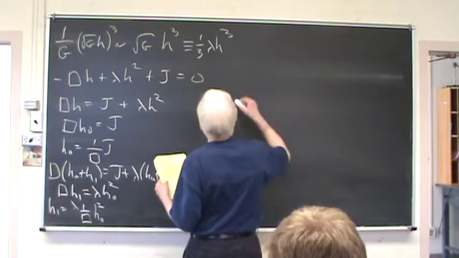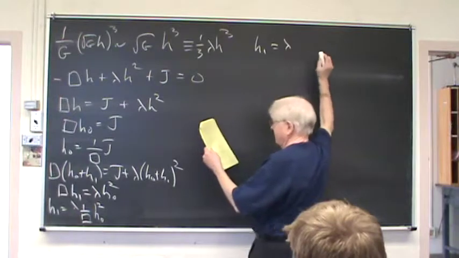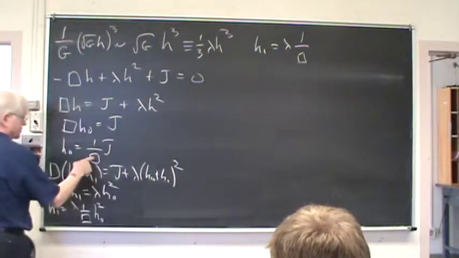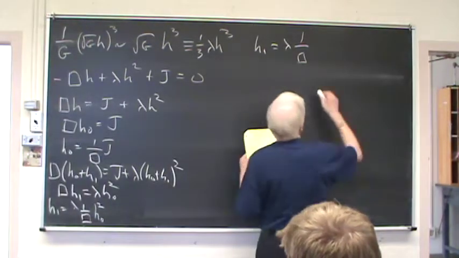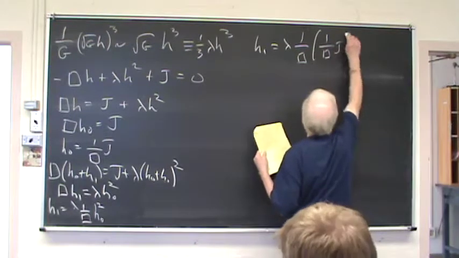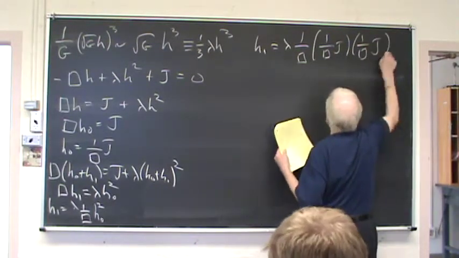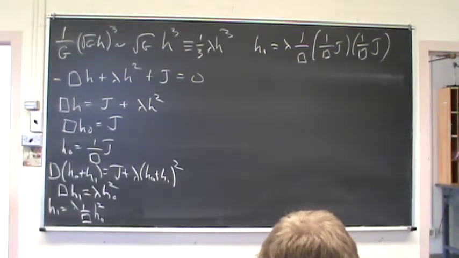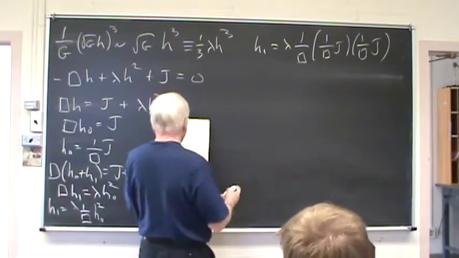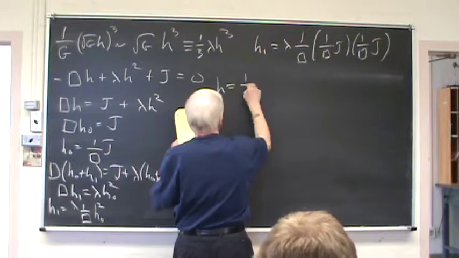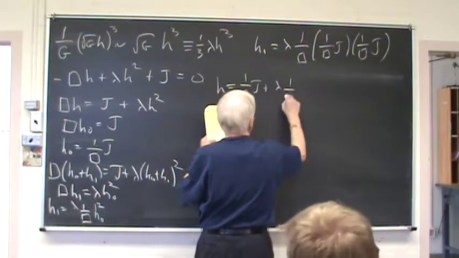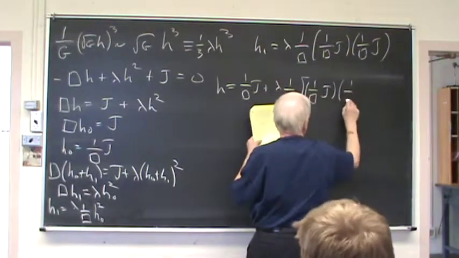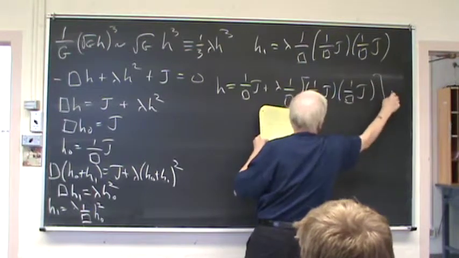Okay, so what is that? So this is lambda 1 over box, but now what's H0 squared? Well, H0 is 1 over box J, so this is 1 over box J times 1 over box J. And so our equation for H is 1 over box J plus lambda 1 over box J 1 over box J, plus higher order terms.